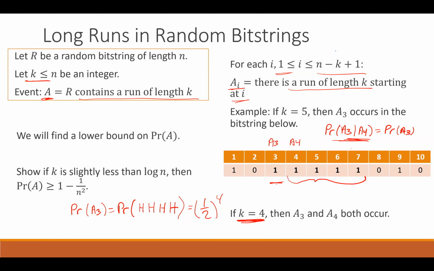Exactly. If I know that these are ones, then I only care if this is a 1. So even though these are composed of independent events, these events are not independent, because if I know A4 happened, that gives me information about the probability of A3. It changes the probability of A3. So these are not independent events. All right, does that make sense? Questions?